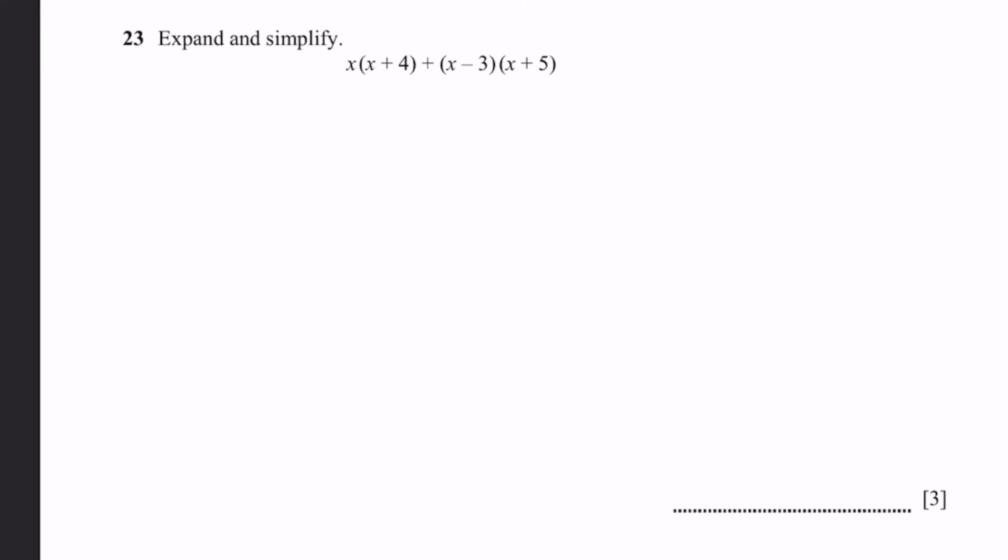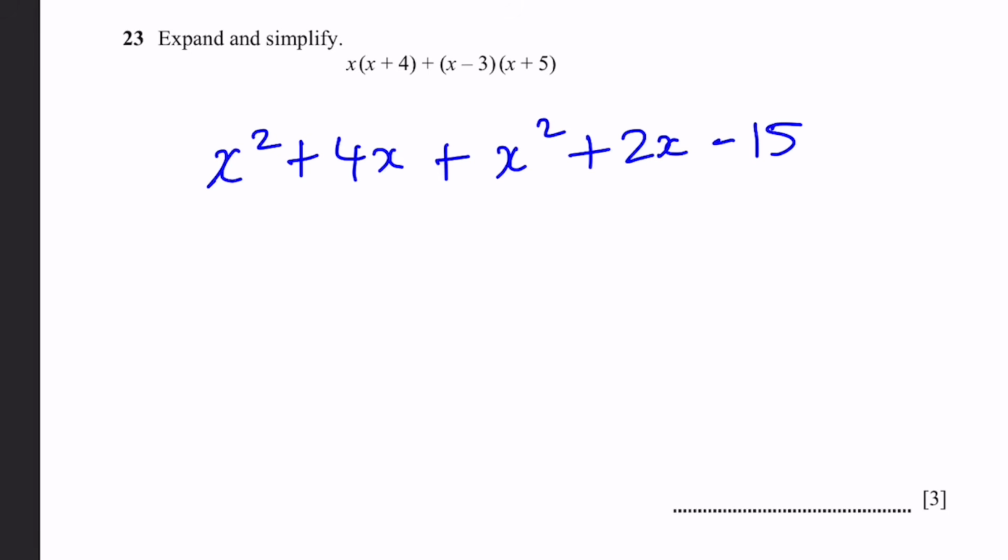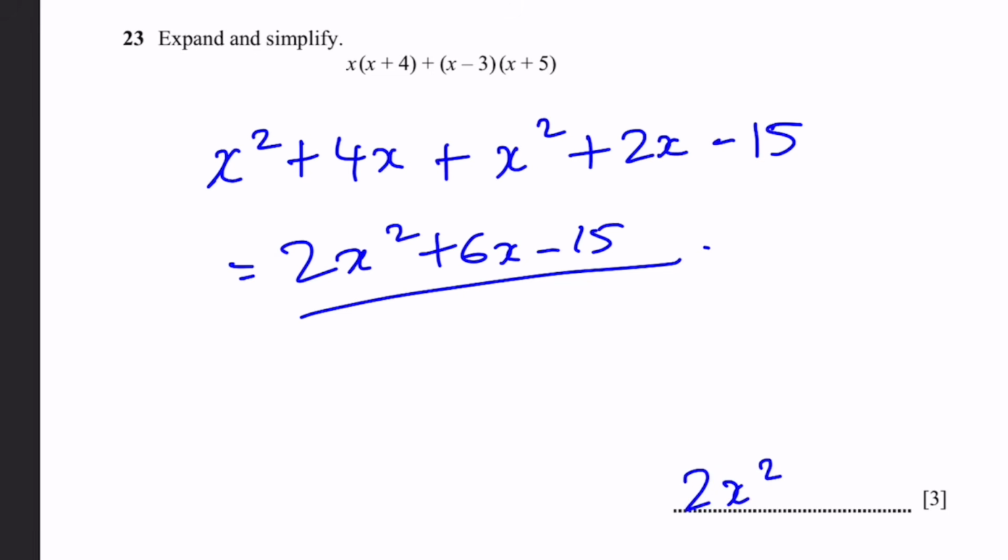Expand and simplify. x times x plus 4 plus x minus 3 times x plus 5. x times x plus 4 is just x squared plus 4x. And then x minus 3 times x plus 5 will be x squared plus 5x minus 3x, which makes plus 2x. And then minus 3 times plus 5, multiplying we get minus 15. That's how we expand the bracket pairs. Now that makes 2x squared plus 6x minus 15. That's our answer.